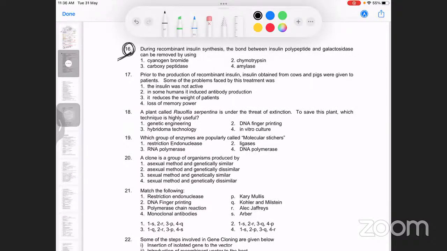Prior to production of recombinant insulin, insulin obtained from cows and pigs was given to patients. Some of the problems faced by this treatment were loss of memory power. It reduced weight in the patient. In some humans, it induced antibody production. Insulin was not active.